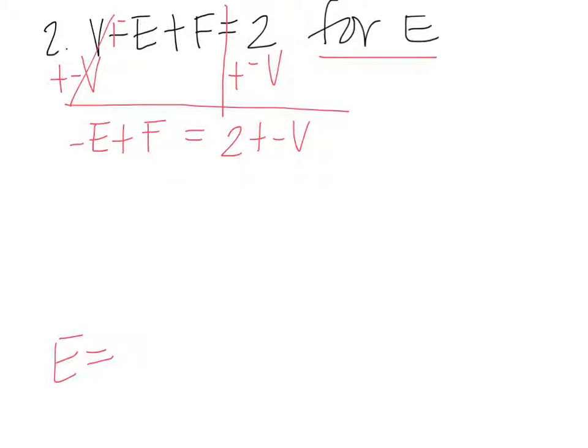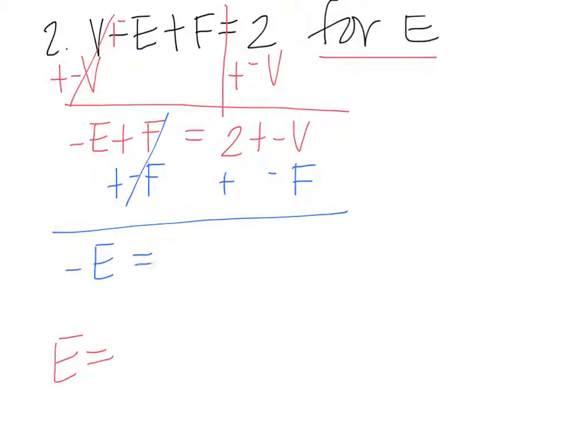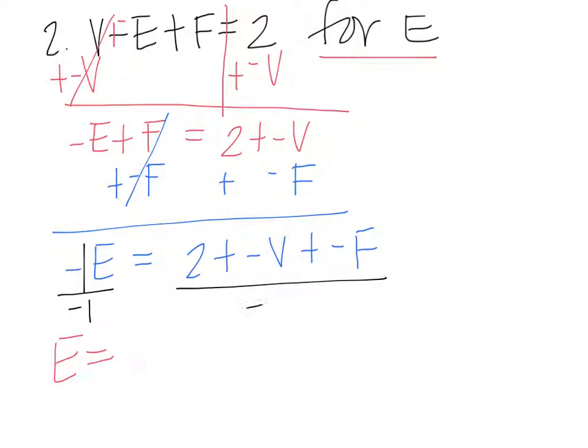E is not alone yet, so I'm going to add a negative f to both sides. And I'm left with negative e equals 2 plus negative v plus negative f. Now e is not fully alone because there's still a negative 1 there. So I'm going to divide everything by a negative 1. So I'm left with e equals. Now when I do this, I have to change the sign of everything. So everything gets flipped. So it's going to become negative 2 plus v plus f.